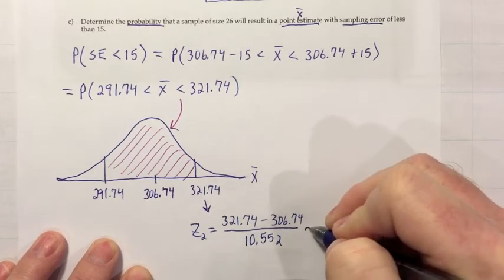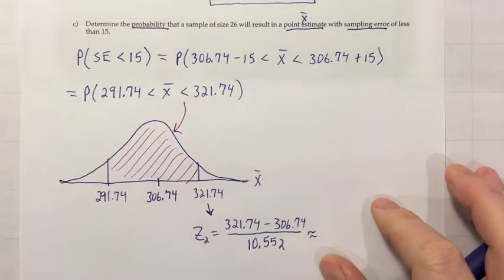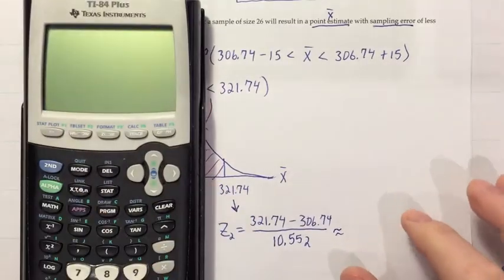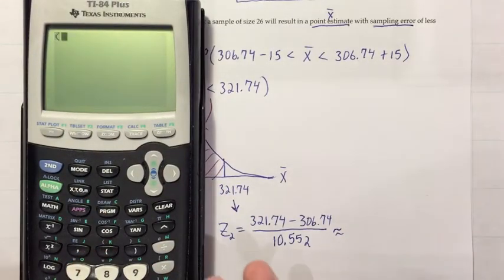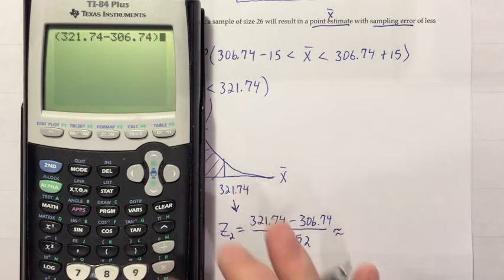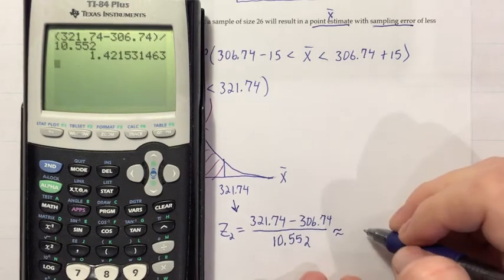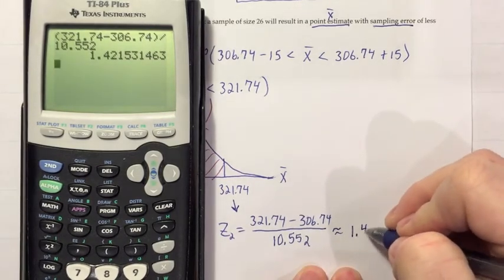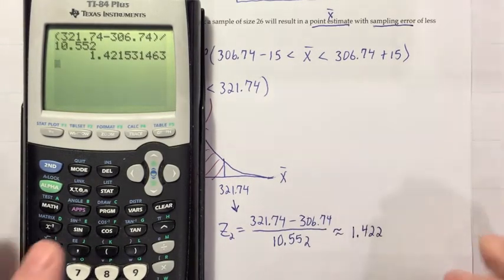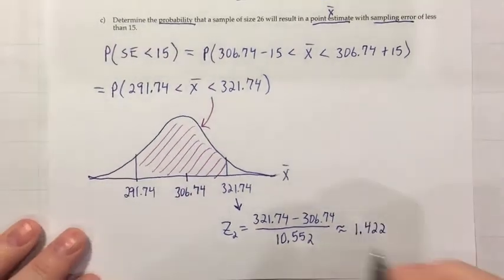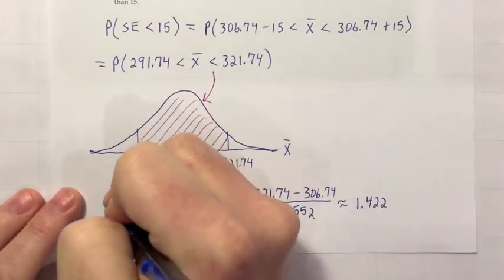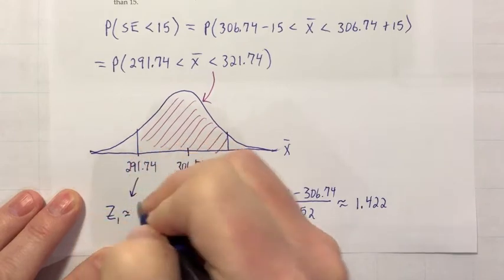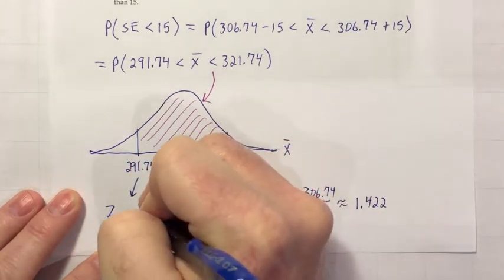And we should be getting pretty comfortable at this point with doing z-scores on our calculator, but just a reminder, we need parentheses around the top. So 321.74 minus 306.74 divided by 10.552 gives us a z-score of 1.422. And because of the symmetry, the z on the left would just be equal but opposite. So our z1 over here should be negative 1.422.